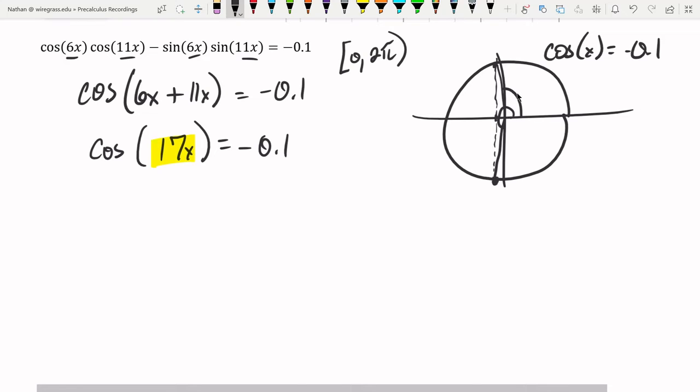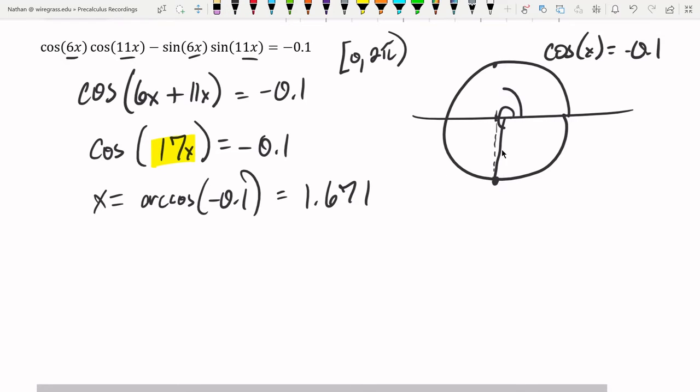The first one is just going to be quite easy to find, because we can just do the arc cosine for that. So x equaling arc cosine of negative 0.1. That's going to give me 1.671. And that's just about this angle right here. And for this one, all I really need to do is figure out what's the distance. Let me kind of exaggerate a little bit more.